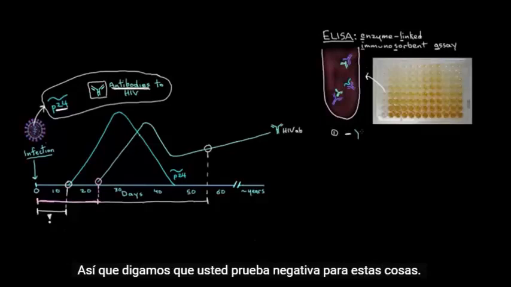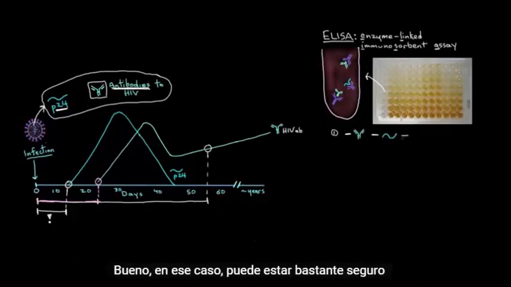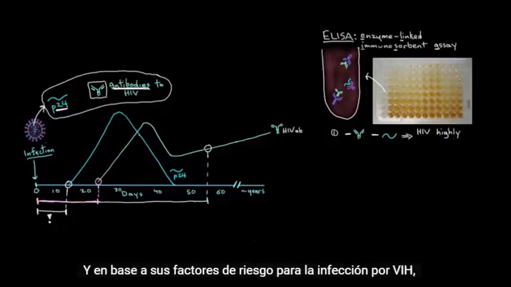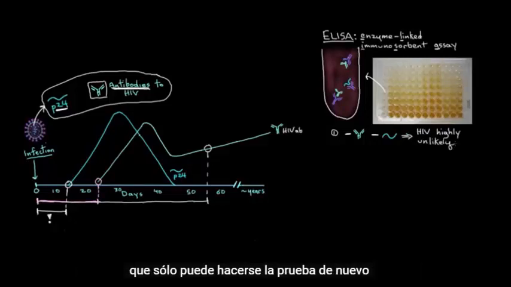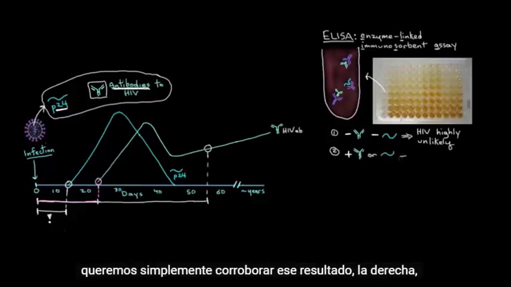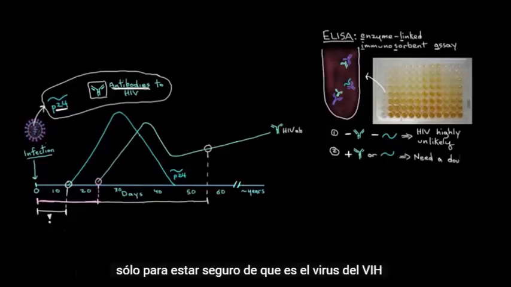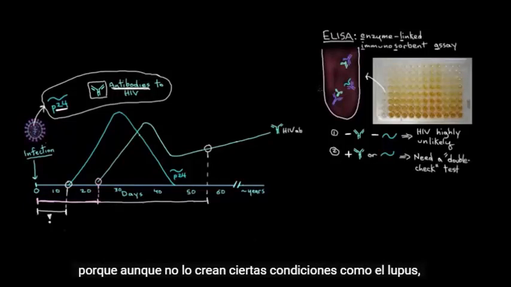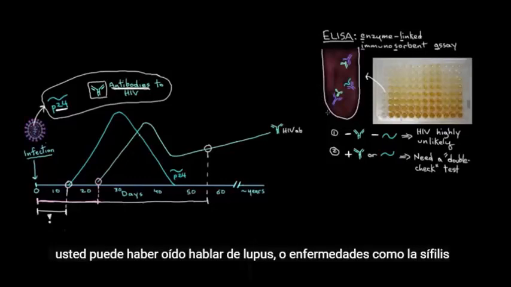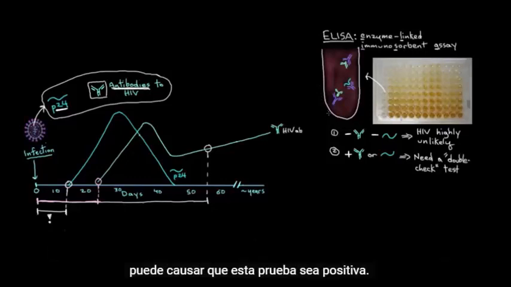So let me give you some scenarios here. Let's say you test negative for these things. Well, in that case, you can be fairly certain you don't have HIV, and based on your risk factors for HIV infection, you can just get tested again in another 3 to 6 months or so if you feel you're at high risk. But if you get a positive ELISA test, we want to just double check that result, right, just to be sure that it's the HIV virus that's actually causing the positive result. Because believe it or not, certain conditions like lupus, you may have heard of lupus, or diseases like syphilis can cause this test to be positive.